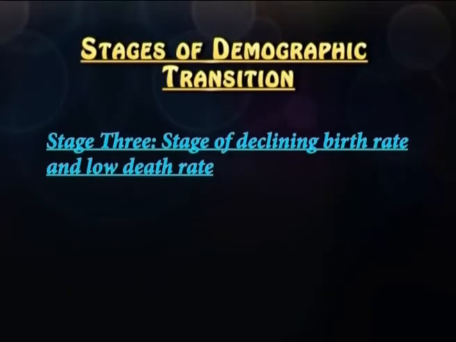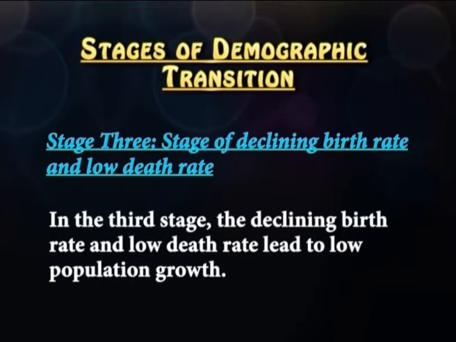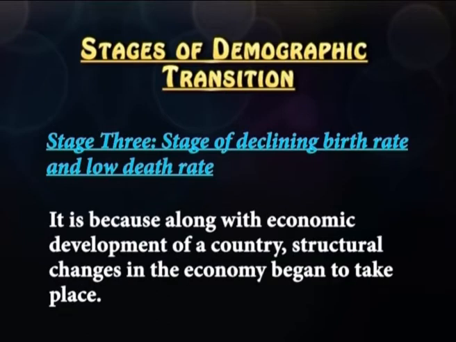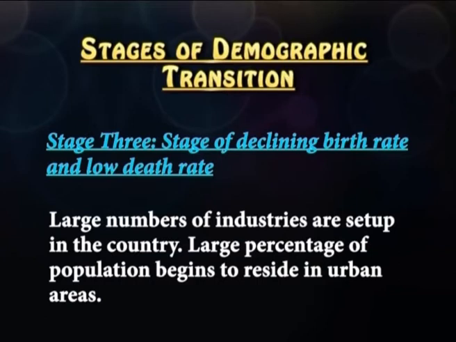Stage 3, stage of declining birth rate and low death rate. In the third stage, the declining birth rate and low death rate lead to low population growth. It is because, along with economic development of a country, structural changes in the economy begin to take place. A large number of industries are set up in the country. A large percentage of population begins to reside in urban areas. Most of the people are educated and their mobility increases. In place of the joint family system, they prefer small family norms.